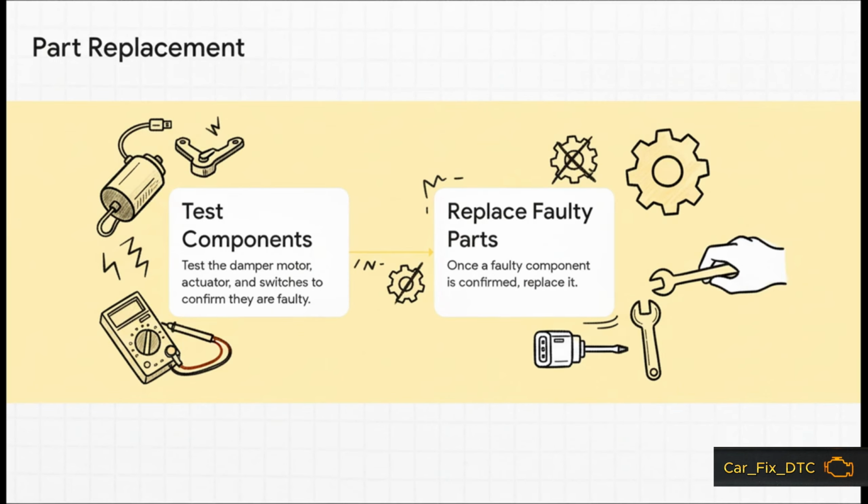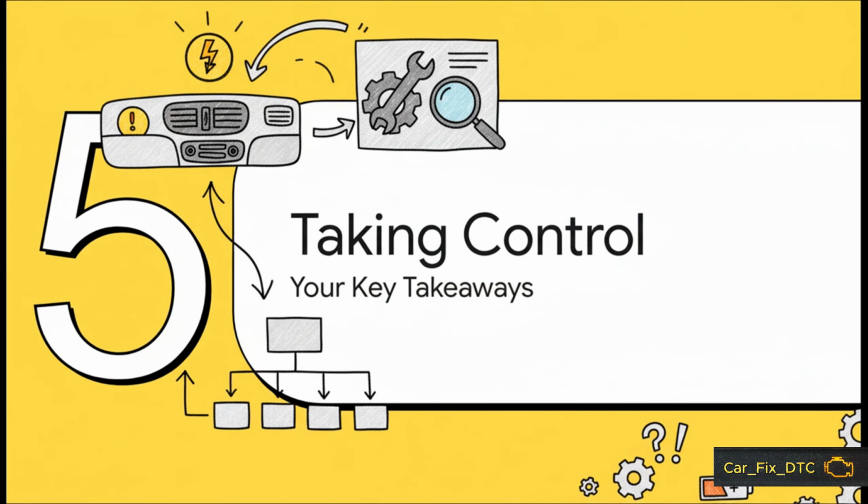Okay, so what if the wiring and the connections all look good? Well, our next step is to start looking at the parts themselves. That lack of bias voltage we talked about, that's often caused by a faulty component, like the damper motor itself or maybe an actuator. The key here, and this will save you some cash, is to confirm the part has actually failed before you go out and buy a new one. Once you're sure it's dead, then you can go ahead and swap in the new parts. And just like that, you've gone from having this confusing code on your dash to having a super clear understanding of not only the problem, but also the solution.